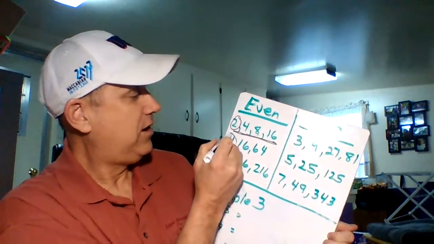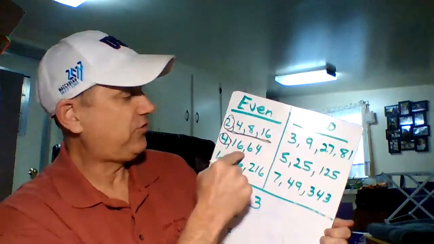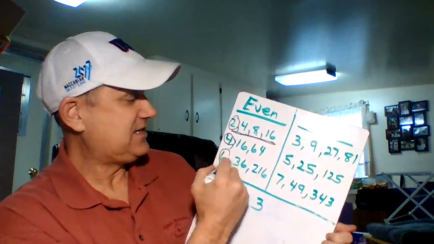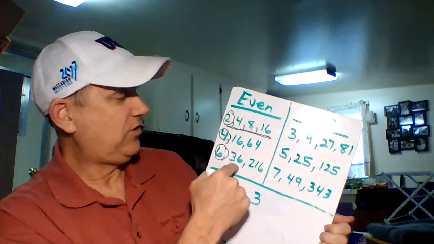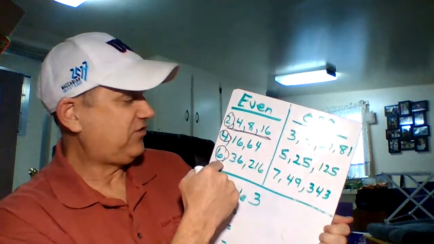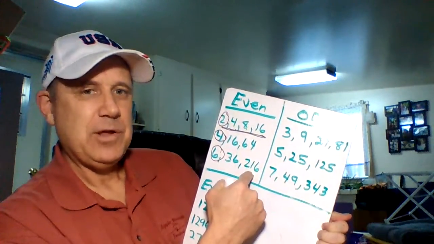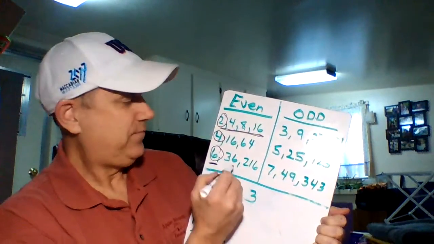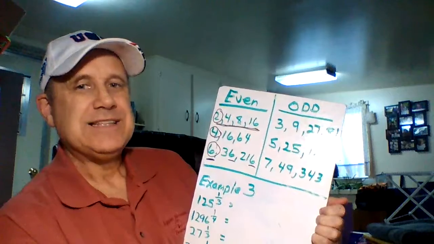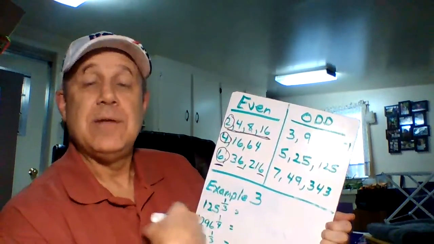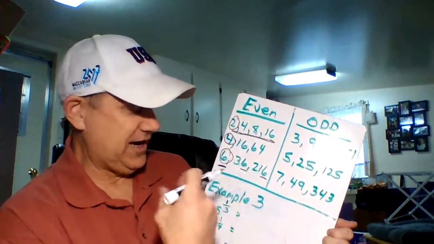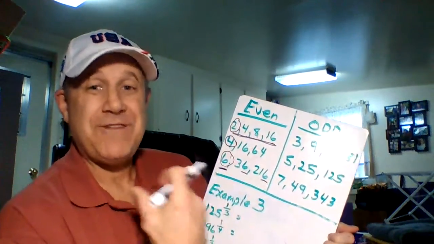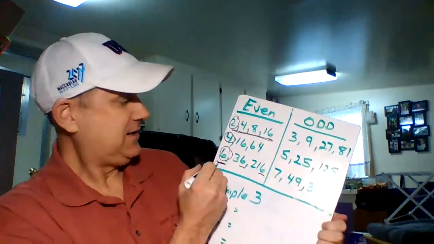Same thing with 4. If 4 is our base, 4 squared is 16. 4 to the third is 64. Same thing with 6. 6 squared is 36. 6 to the third is 216. What do you notice about 6s? What do they all end in? 6s are always going to end in 6. So you can tell if your answer ends up ending in a 6, you know it's going to be a multiple of 5, or excuse me, a multiple of 6 right here.